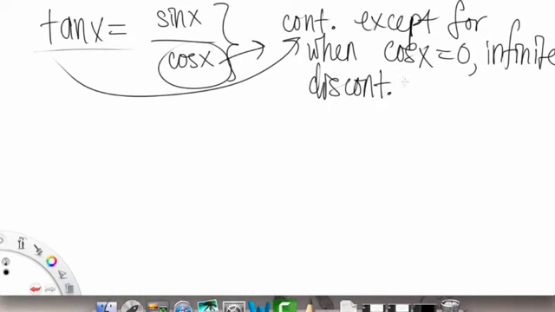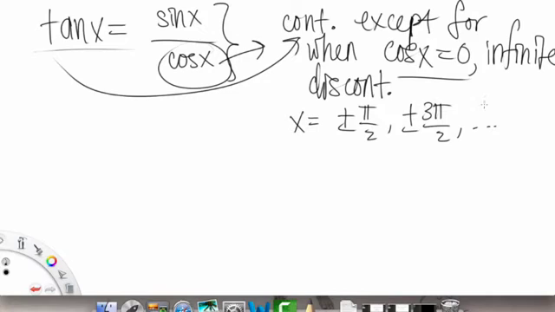Okay, so when does cosine x equal 0? That is when x is equal to plus or minus pi over 2. That would be 90 degrees, plus or minus 3 pi over 2, and so on. So when you're at the top of the unit circle or the bottom of the unit circle. Okay, let's see, what else do we have?